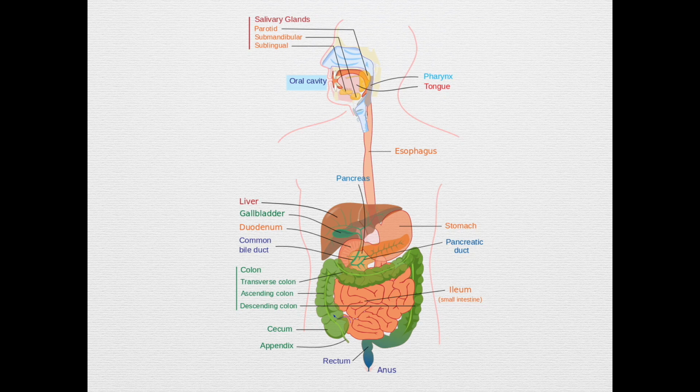I have a picture of the GI tract here to demonstrate these divisions. The foregut starts at the oral cavity and continues up to the duodenum, and this part is known as the foregut. The midgut is between the duodenum and the transverse colon, and the hindgut is the final section, which is between the transverse colon and the anus.